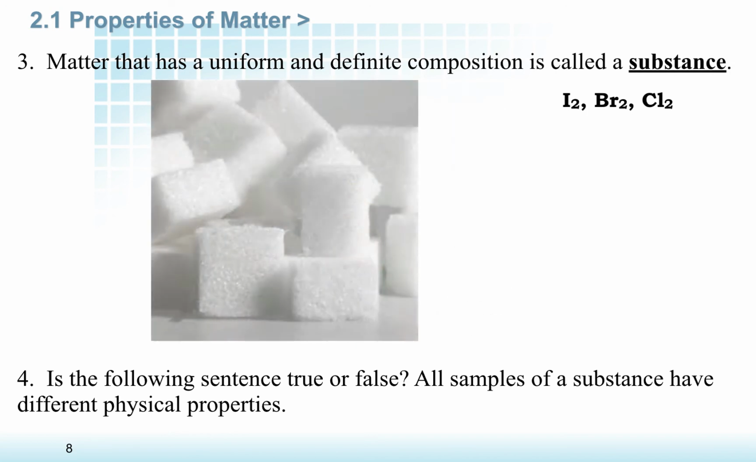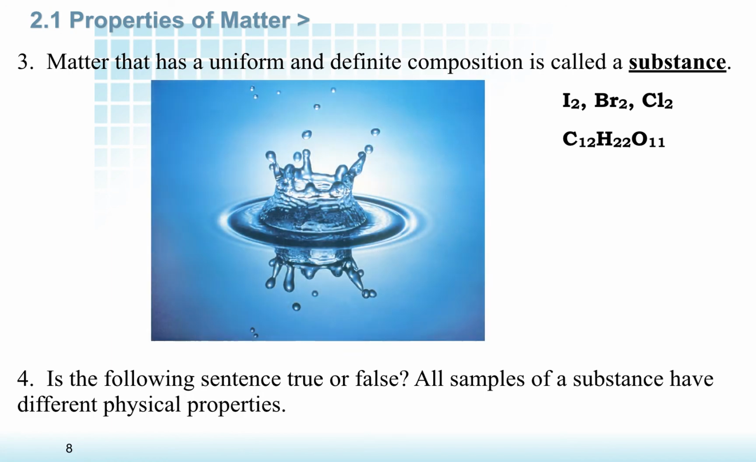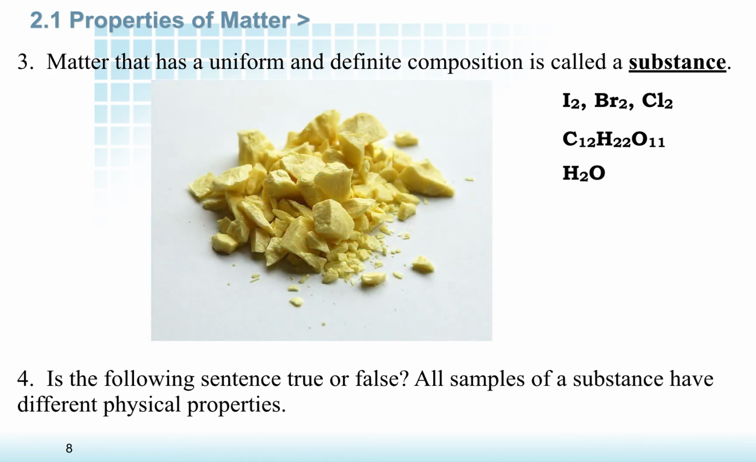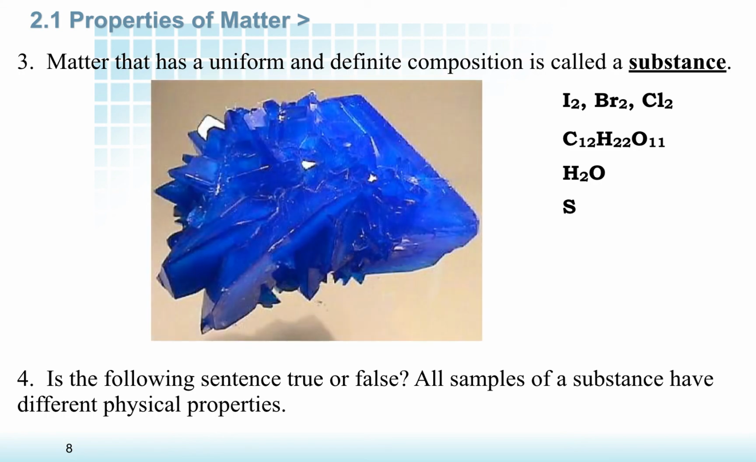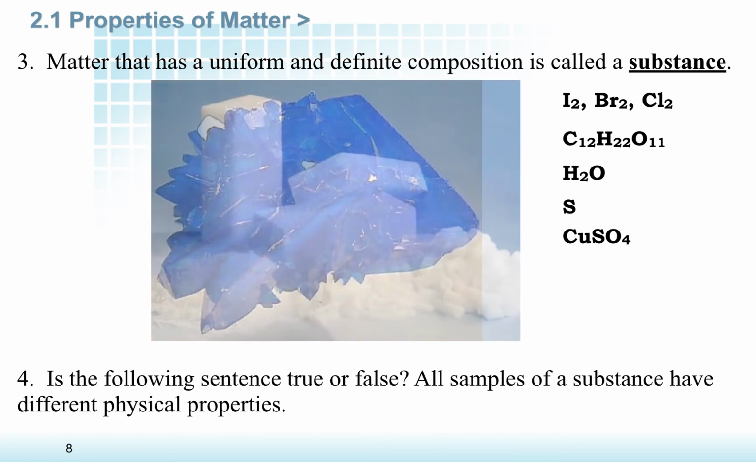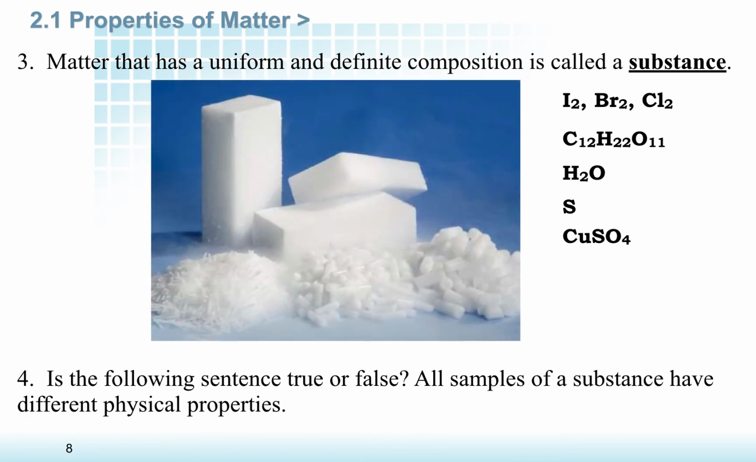The next one, that looks like sugar cubes. It is. The formula for sugar or sucrose is C12H22O11. H2O, water, that's another substance. That is sulfur, S. The blue crystals are copper 2 sulfate, which is CuSO4. This last one's kind of tough. They're all different. Some people think that they're styrofoam or whatever, but they're not. They're actually solid carbon dioxide, which we call dry ice.